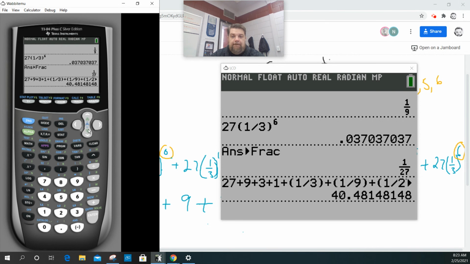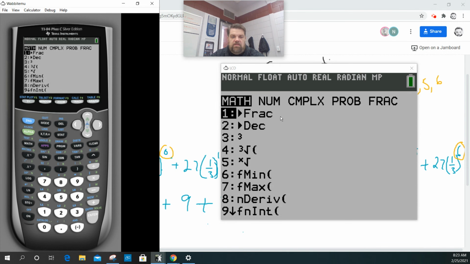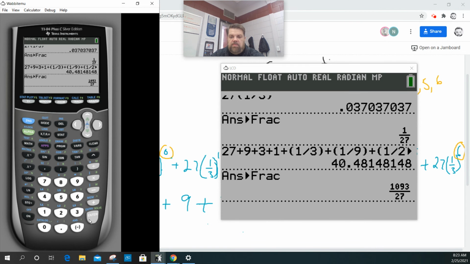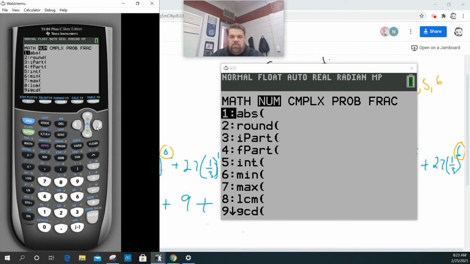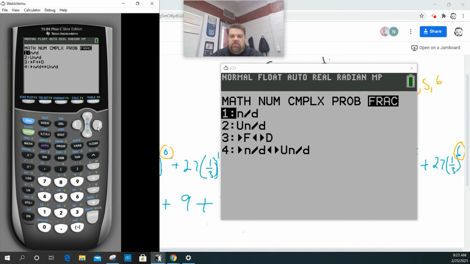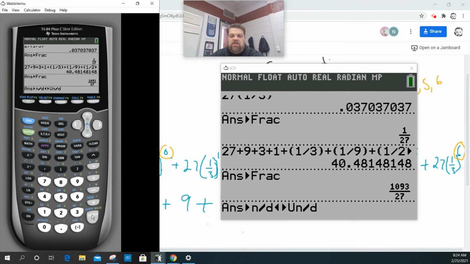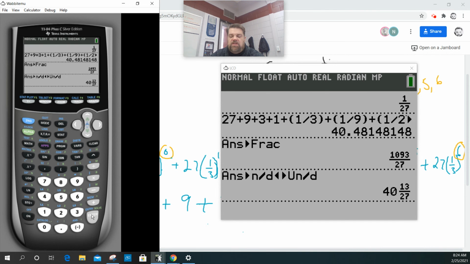Now I'm going to convert that to a fraction by hitting math. First option, convert. This means convert to fraction. It'll probably be an improper fraction like that. You can actually convert those too. If you hit math, and I think it's under number, oh no, fraction. If you go to fraction, I can convert that. An improper fraction is the one on the bottom here, to a mixed number. If I do this, it'll say 40 and 13.